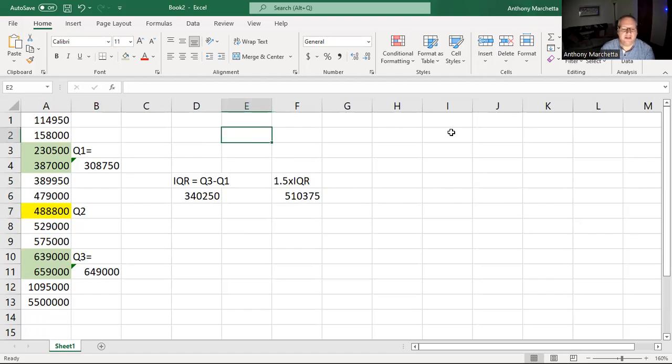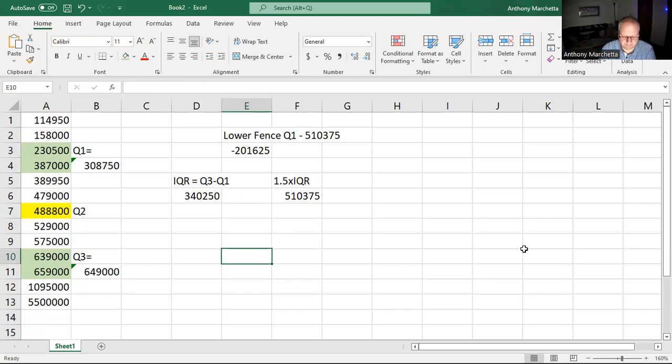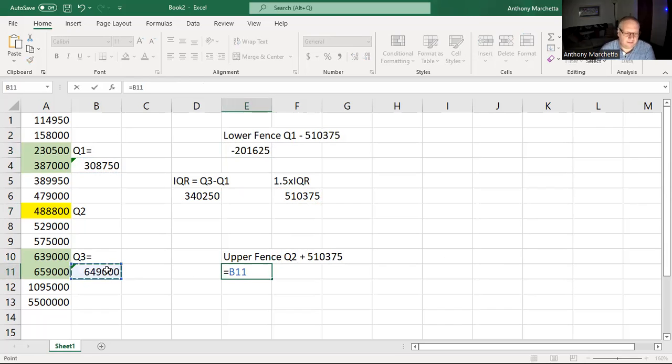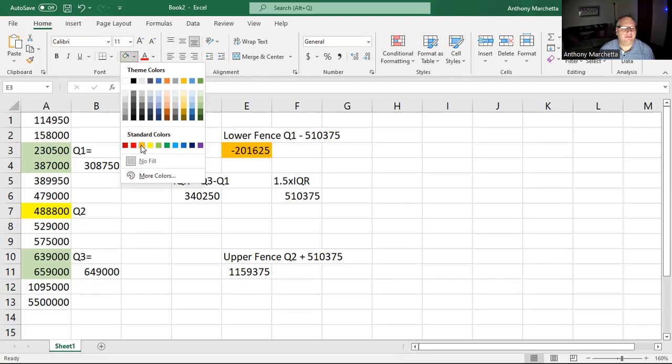Now what I have to do is find the fences. The lower fence is going to be Q1 minus 510,375. And now the upper fence will be Q3 plus that figure, 510,375. All right, so take a look at what I found here, and I'm going to highlight these because these are my fences now. I'll highlight them in red and orange.